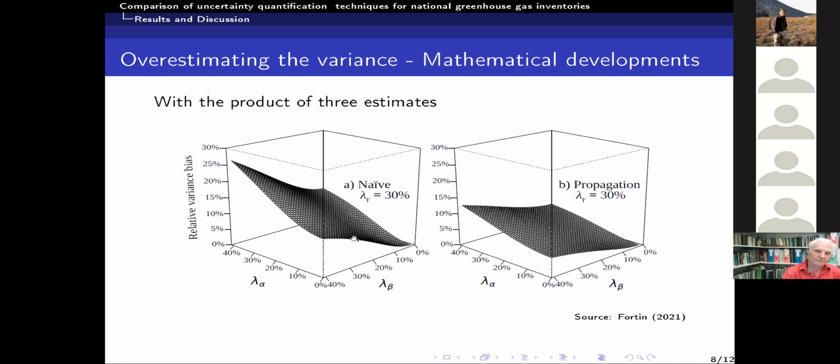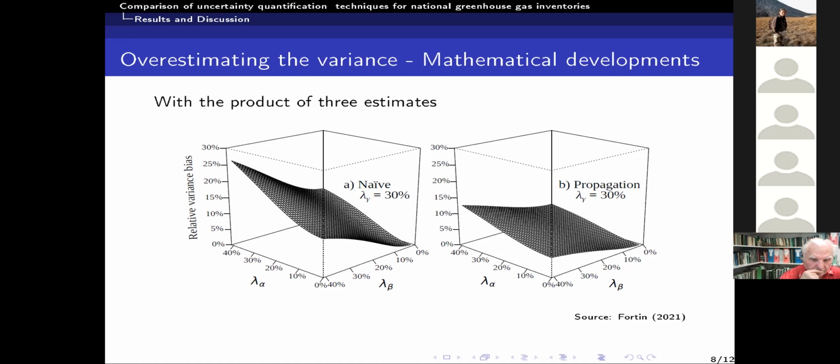If we have a 30% relative standard error in each, we are somewhere here. We have a 20% variance overestimation if we use a naive variance estimator, and propagation bias is approximately half this bias. So this is all done mathematically, and you can probably wonder, okay, it's all maths, it's all complicated. Is there another way to test that, to make sure that we really have bias? By the way, here I didn't show Goodman's estimator because it's unbiased. Actually, if I plot it, the surface is pretty flat at 0.